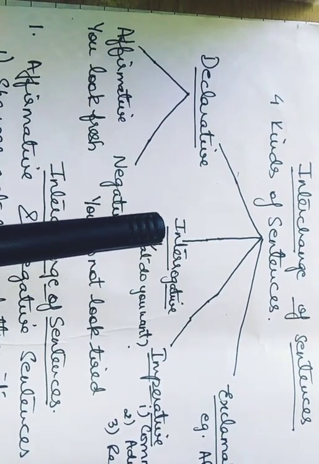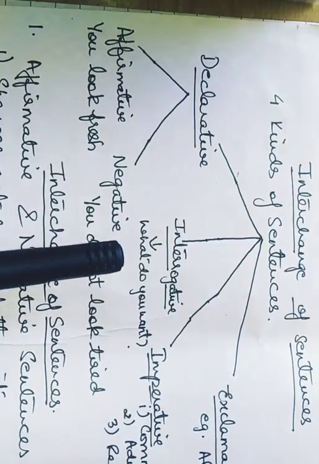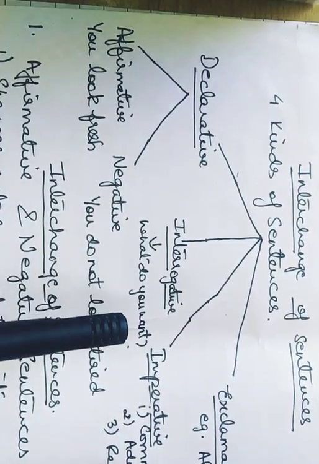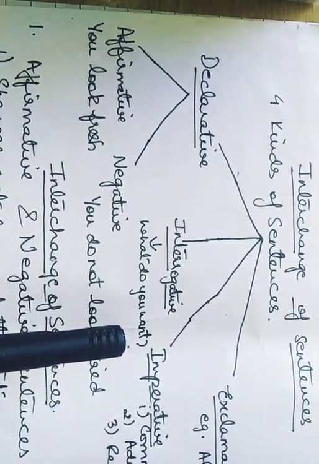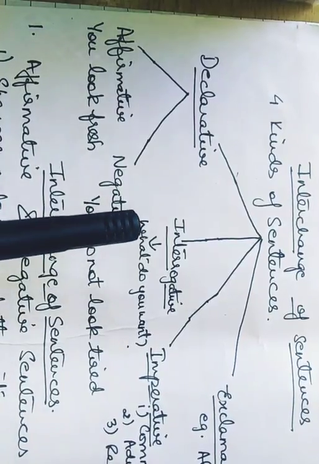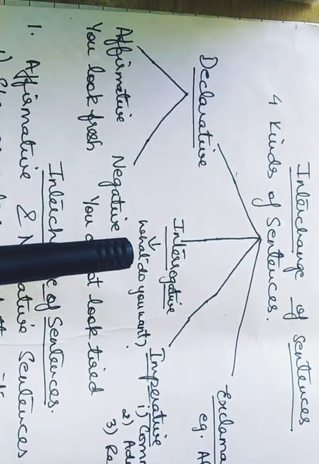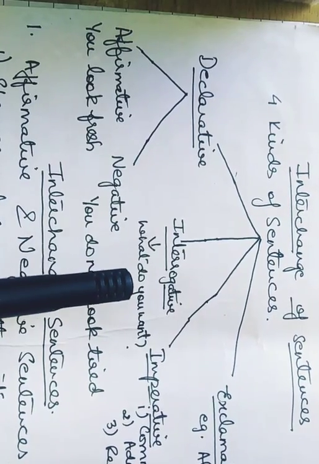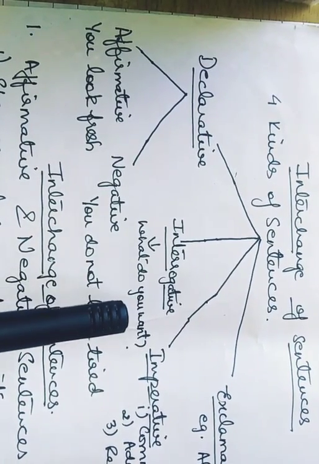Second type of sentence is interrogative. An example of it is, what do you want? This kind of a sentence always ends with a question mark, and begins with a question word like what, when, why, which, how, are, is, am, and so on.